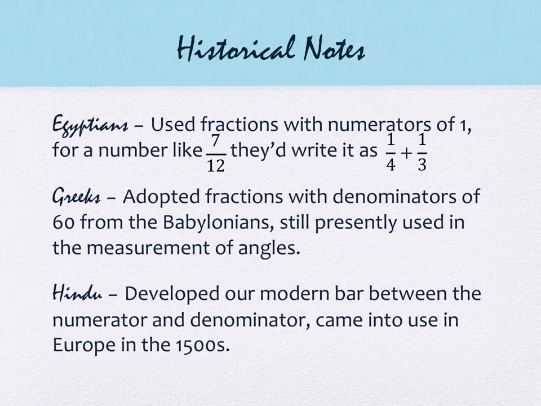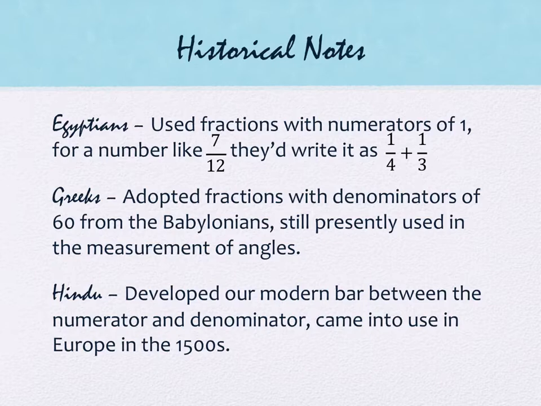Like the 7/12, I think that was the last picture we just did, right? 7/12. I mean, it's not 1 over anything. Well, they broke it apart into pieces that were equivalent. And so they would write 7/12 equivalently as 1/4 plus 1/3. So that feels a little bit awkward, right? Because it's not what we're familiar with, but that's how they did it when it was the Egyptians.